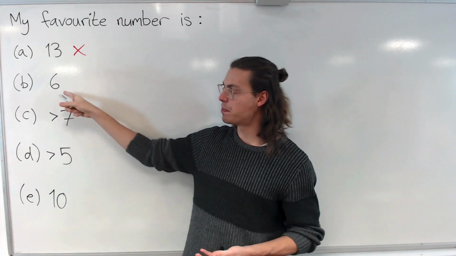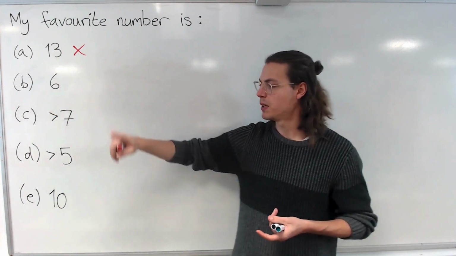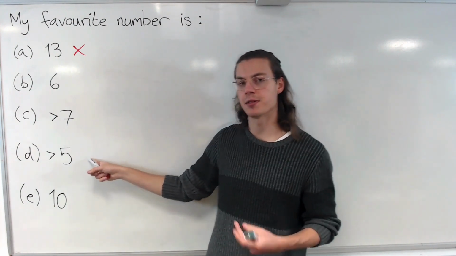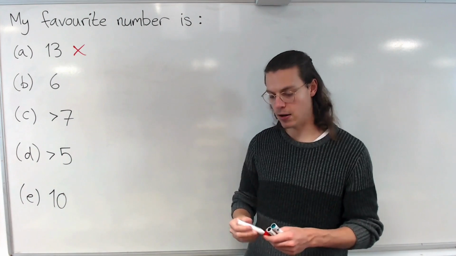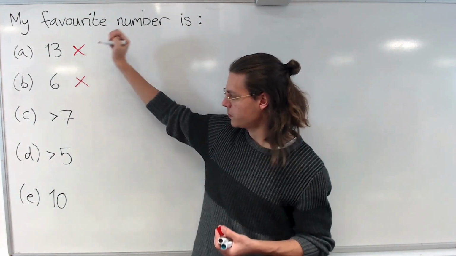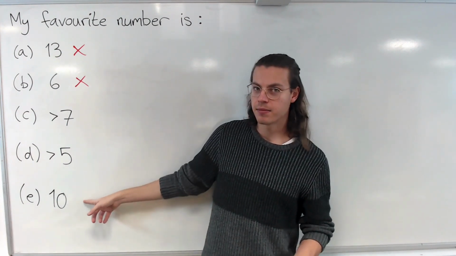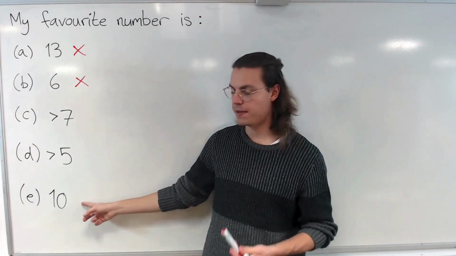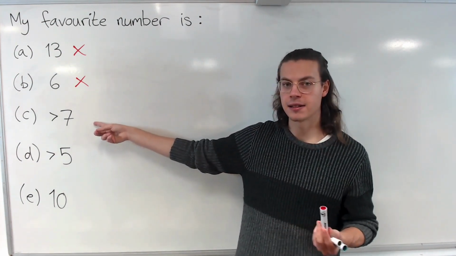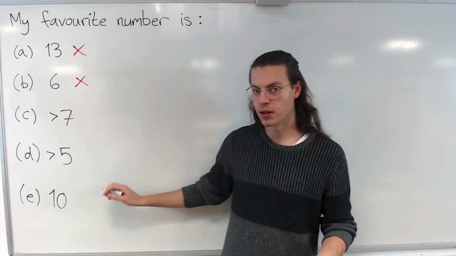Similarly, if statement B is true, that my favorite number is 6, then the number would be greater than 5. So statement D would also be true. So again, this cannot be the case. My favorite number is not 6. Skipping to statement E, again, if this is true, if my favorite number is 10, then the number is certainly greater than 7 and greater than 5. So this is not an option either.